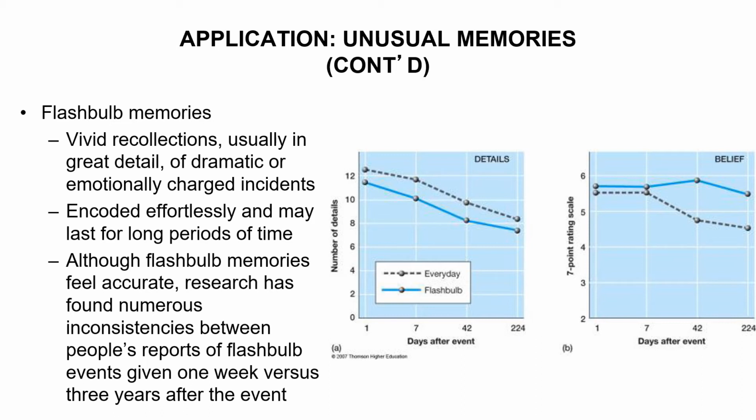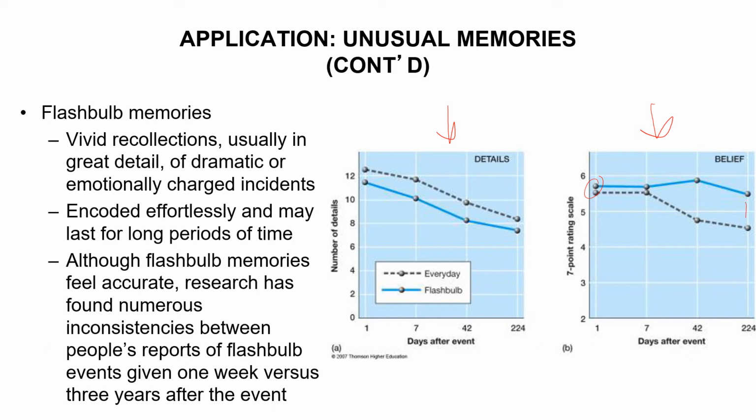What I'm trying to get at here, though, is that what we remember from flashbulb memories degrades in much the same way as normal everyday memories. That's what's on the left. What you see on the right is the belief in the accuracy of your memories. The solid blue is still flashbulb memories. At a day after the event, our belief of how accurate our memory is is pretty similar between flashbulb memories and everyday memories.